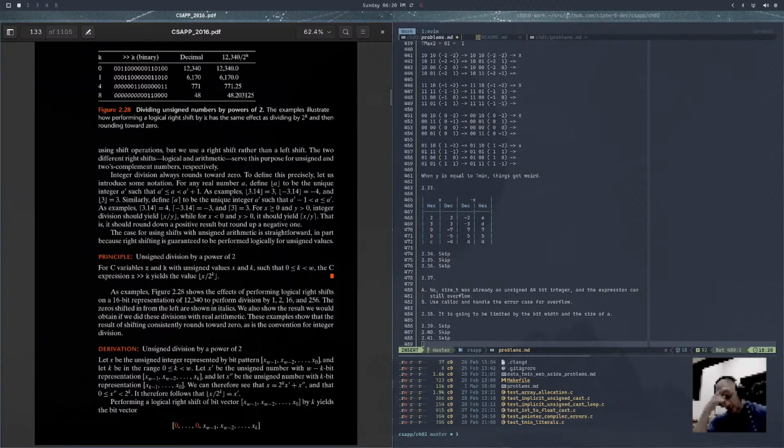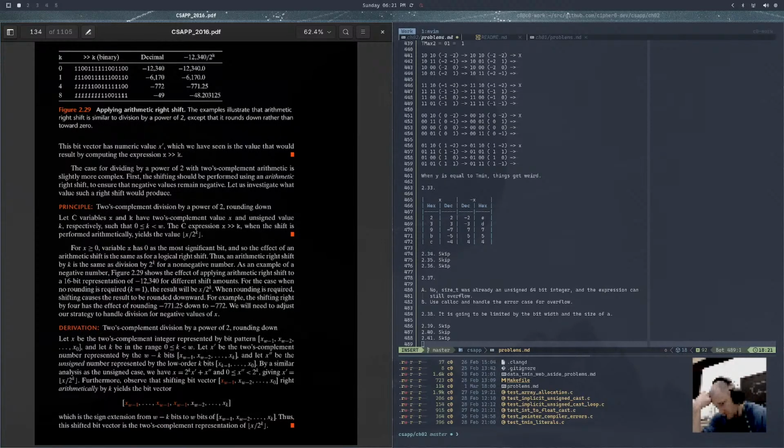Let's go back here. Let x be the unsigned integer represented by a bit pattern, and k be a shift amount. This bit vector has numeric value x prime, which we have seen is the value that would result by computing the expression. Two's complement division by a power of 2, rounding down.